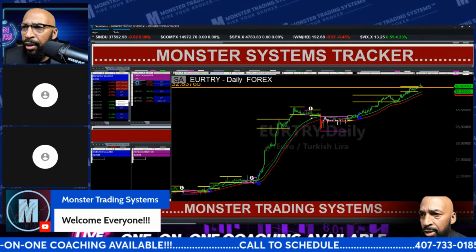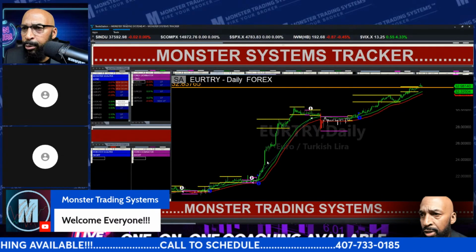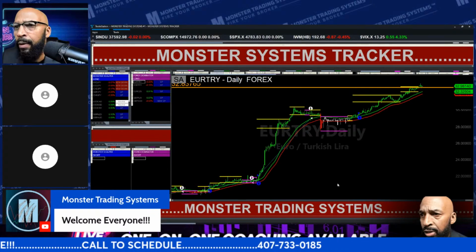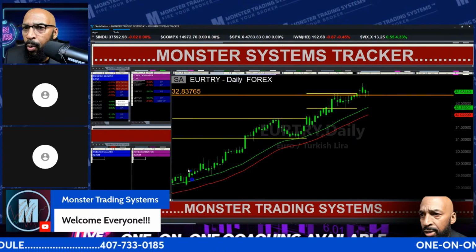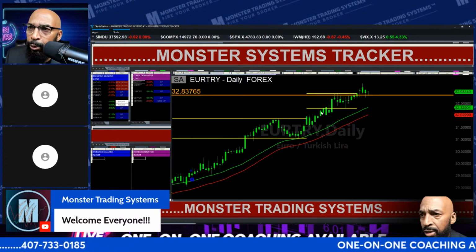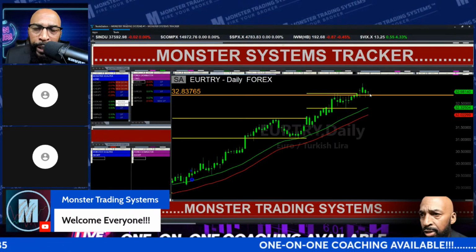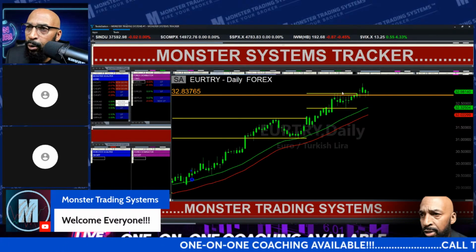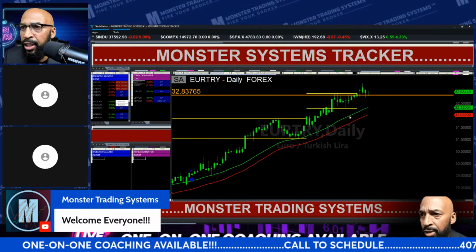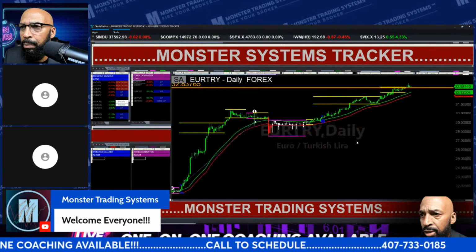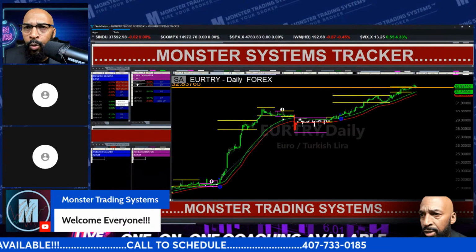All right, EURTRY, that's holding well. Previous trade, really well. EURTRY, buy signal is here. Really good price action, all green, right? Looking to break through near-term resistance right here. Good price action, nothing to do there but hold the trade.